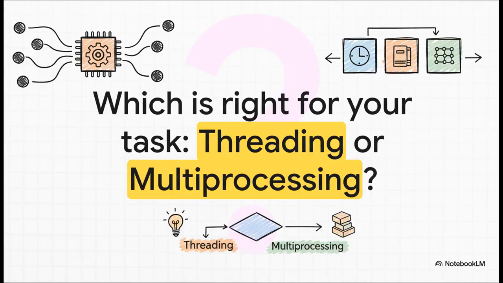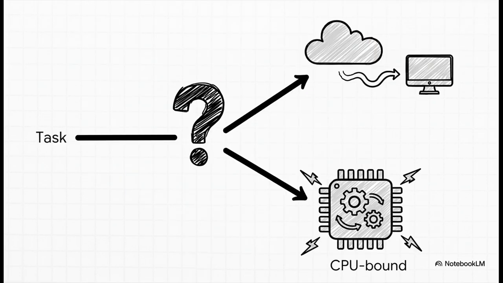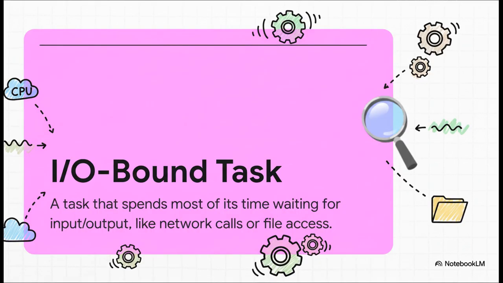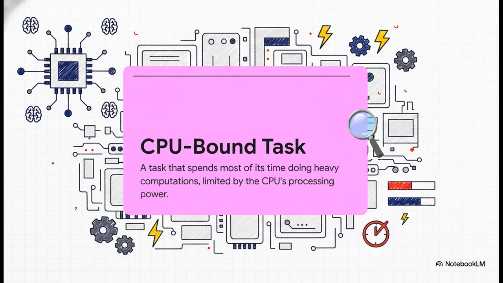So, threading or multiprocessing? Which one do you actually pick? Well, it all depends on the job. And the big question is this: is your task I/O bound or is it CPU bound? Let's break that down. An I/O bound task is mostly just waiting around for a file, for the network. The CPU is just chilling. But a CPU-bound task is all about raw number crunching, like video rendering. It's pushing your processor to the max.